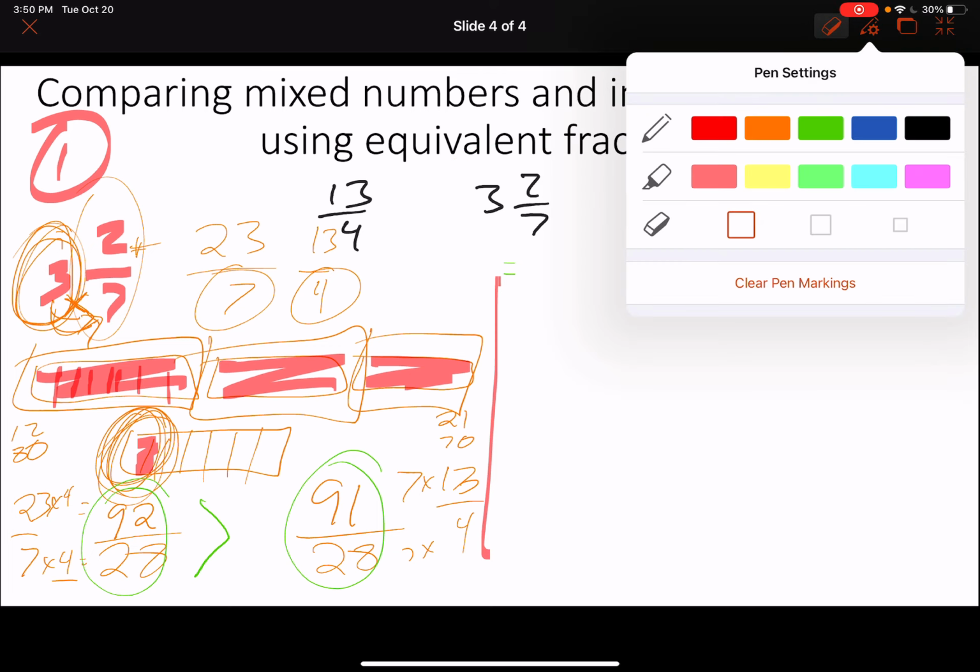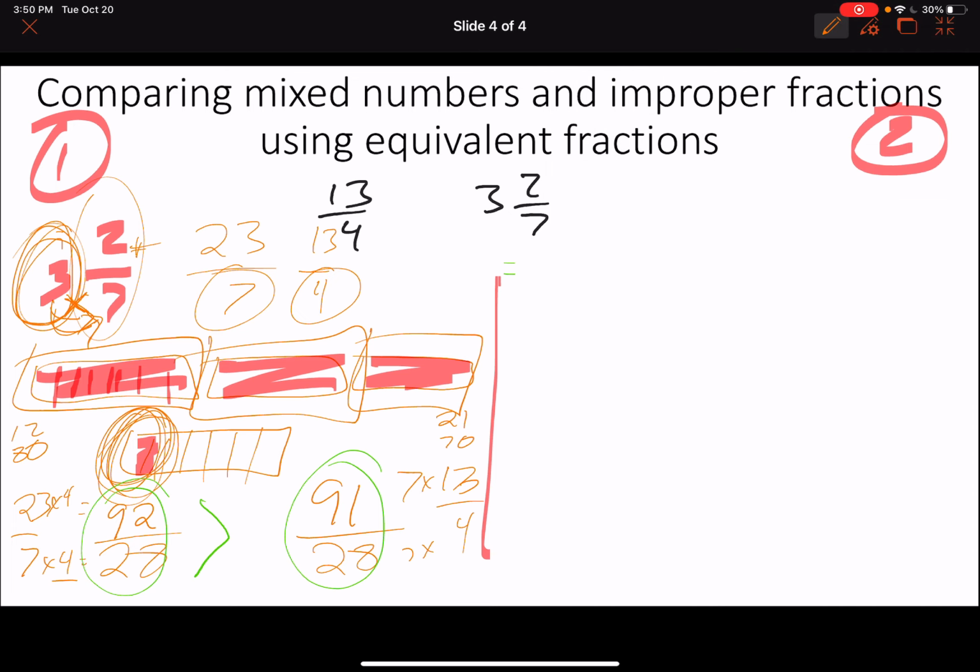Okay, I'm just going to do the other side now, the other way. Okay, so I'm going to do a different color. If I have these two numbers, now I'm going to keep this one as is. And I'm going to change 13/4 into a mixed number. So we just do the opposite. Okay, so 13 divided by 4 is 3, right? And then I have one remainder, which remains in the numerator.